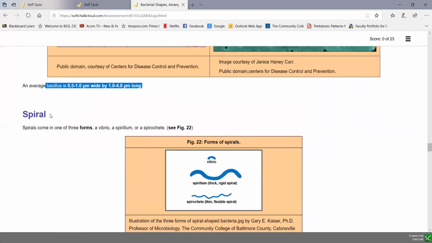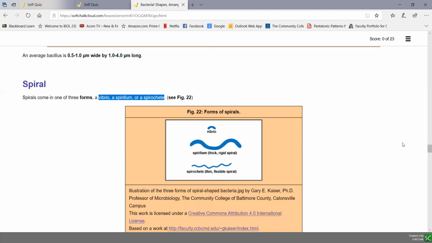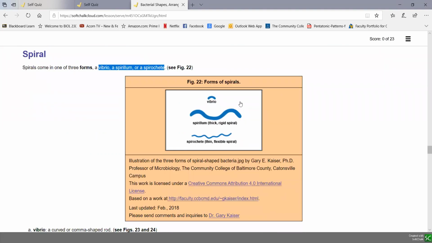And our final shape is the spiral shape. Now, because these are all single-celled and they don't remain attached, we call these forms rather than arrangements. And the three spiral forms are Vibrio, Spirillum, and Spirochete. We see an illustration of them in figure 22 here, where Vibrio looks like kind of a bent rod or a curved rod. A spirillum, as we'll see, is a thick, rigid spiral, whereas a spirochete is a thin, flexible spiral.